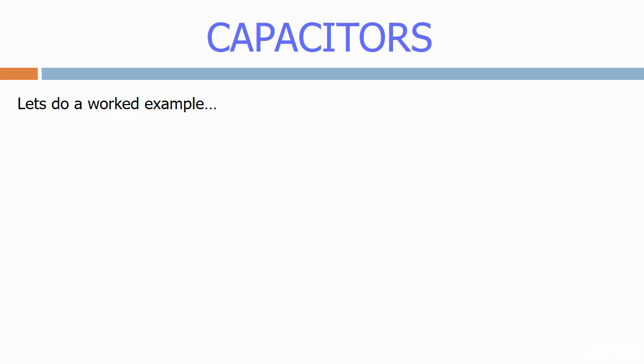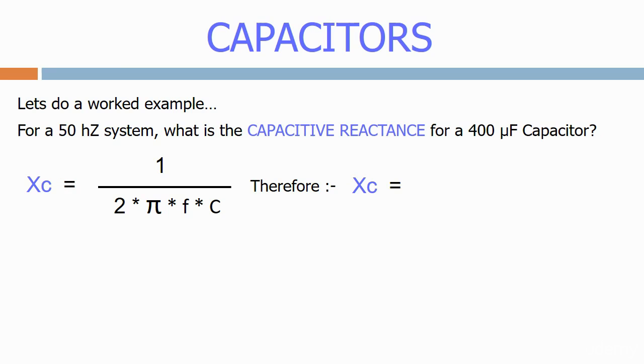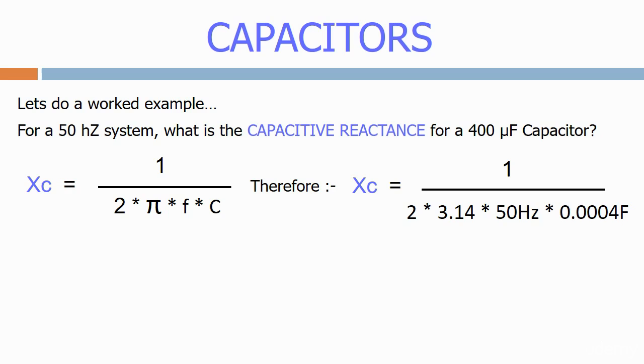Let's do a worked example. For a 50 Hz system, what is the capacitive reactance for a 400 microfarad capacitor? XC is 1 divided by 2 times pi times F times C. Therefore, XC, putting the numbers in, is 1 divided by 2 times 3.14 times 50 Hz times 0.0004 farads, which is 400 microfarads.